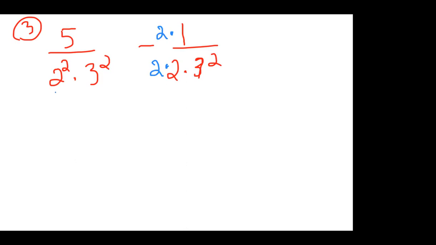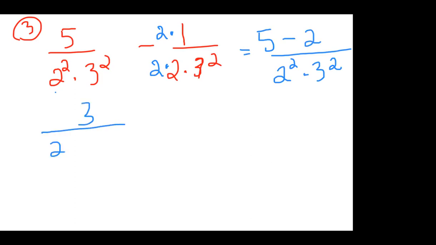So you must make sure the denominators are the same. If they're not the same, you have to do it, guys, okay? So what you do now is you keep the denominator 2 squared times 3 squared, and then you go ahead and combine the numerators together. 5 minus 2 gives you 3 over 2 squared times 3 squared.